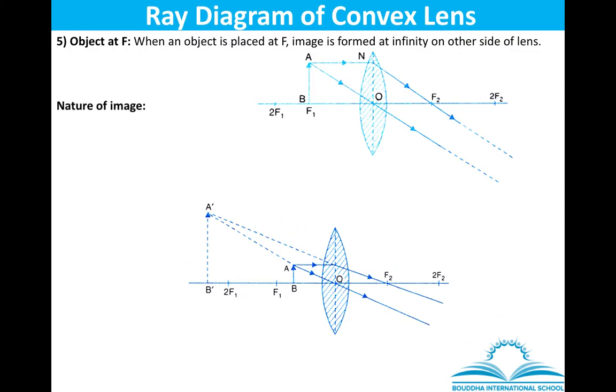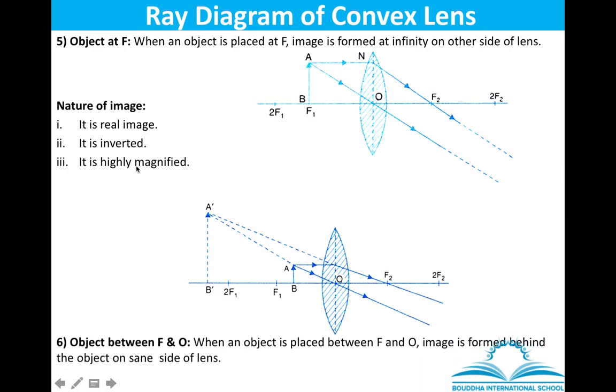Nature of the image: it is believed that these two rays of light will meet at a far distance, which means they will meet. That means a real image. And if it is a real image, it is inverted. And since it is forming very far, it will be very big. So that's why it is highly magnified.